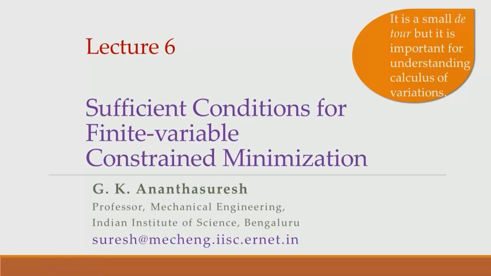Welcome to the 6th lecture in the course Variational Methods in Mechanics and Design. In the last 2 lectures we said it was a detour, and so is today's lecture. It is also a small detour, but it is important to appreciate calculus of variation. So, we are talking about finite variable optimization. First we discussed unconstrained in lecture number 4, and then constrained, where we discussed the KKT conditions, constraint minimization, lecture number 5. Today we are going to talk about the sufficient conditions for finite variable constraint minimization.